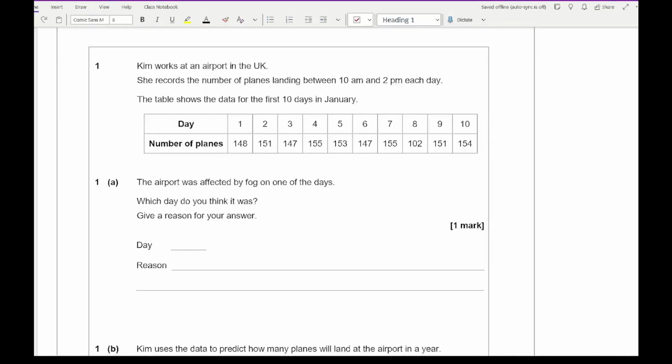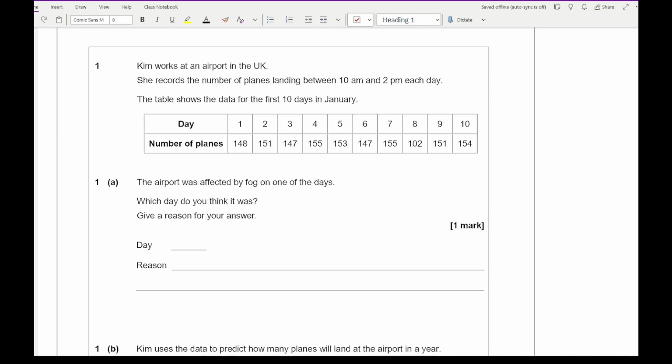So question 1 reads, Kim works at an airport in the UK. She records the number of planes landing between 10 AM and 2 PM each day. The table shows the data for the first 10 days in January, and question 1A says the airport was affected by fog on one of these days. Which day do you think it was? Give reasons for your answer.